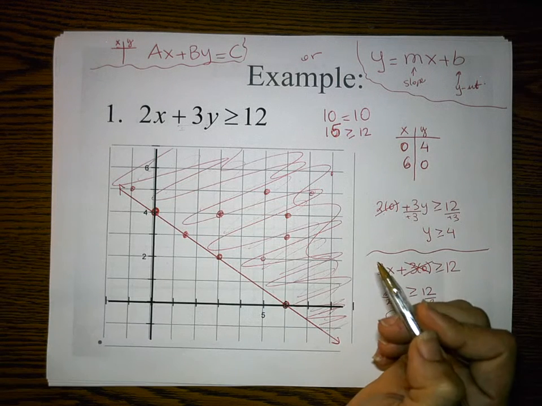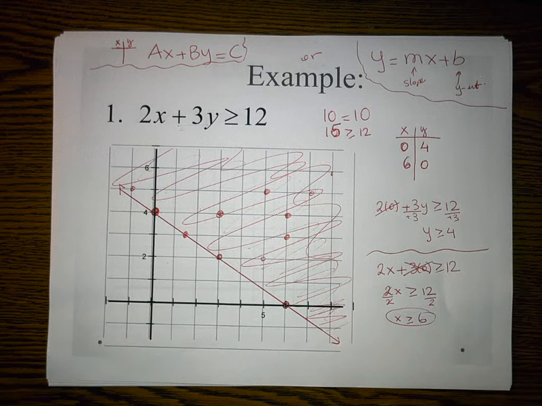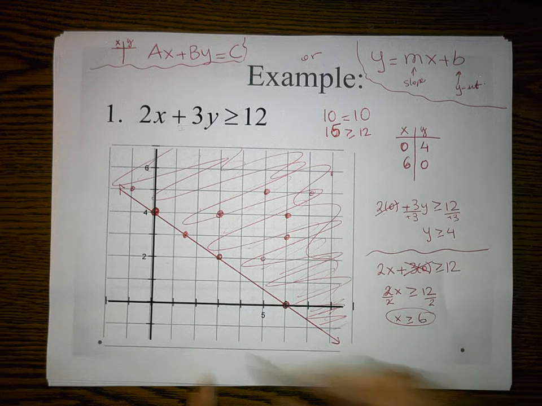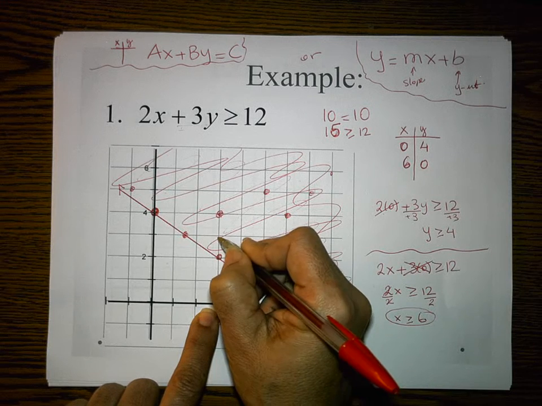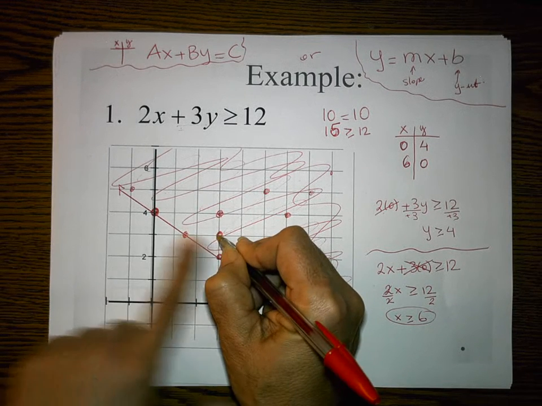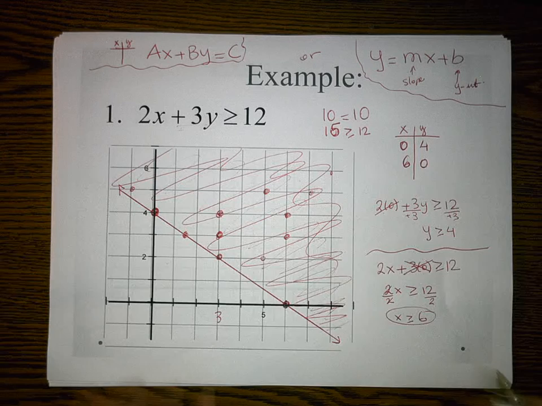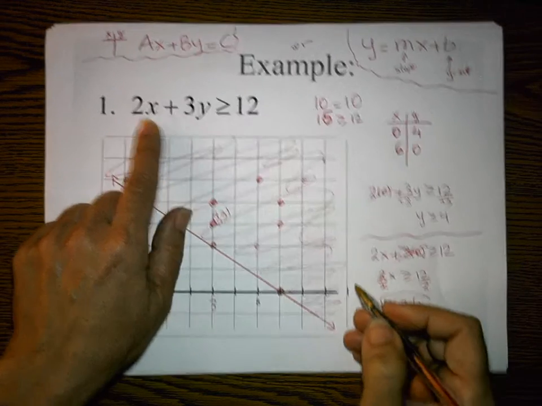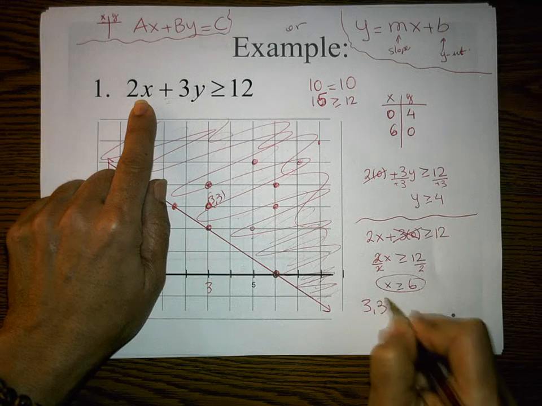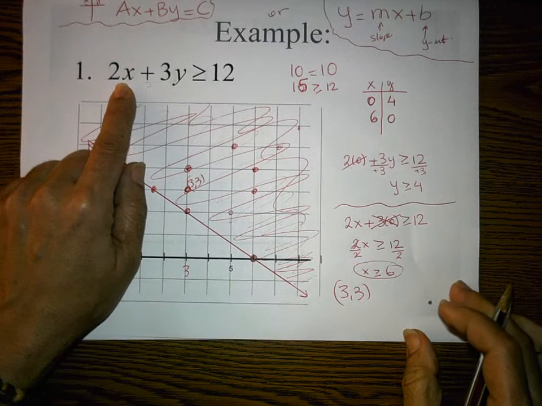Let's go ahead and test the point. I'm just going to randomly pick something inside of the shaded area. It looks like 3 for x and 3 for y. This point right here, 3, 3. I'm just picking this point 3, 3. If I plug it in here, I'm testing the point 3, 3.